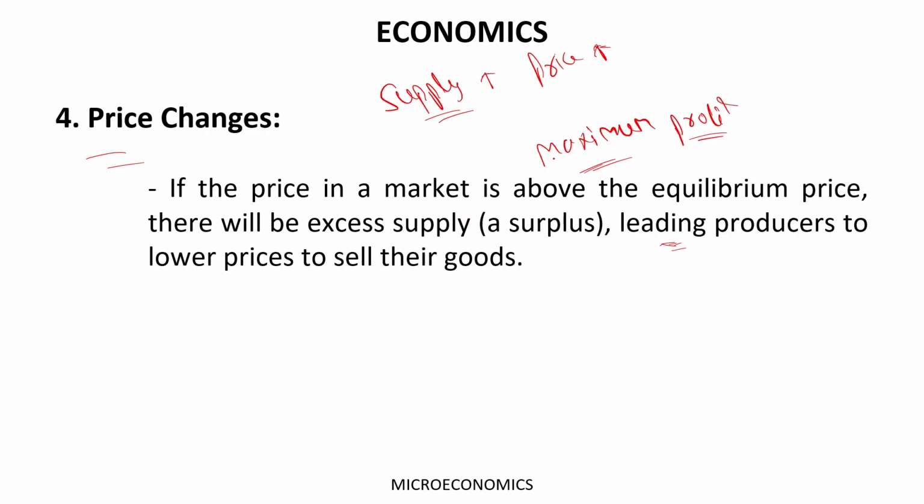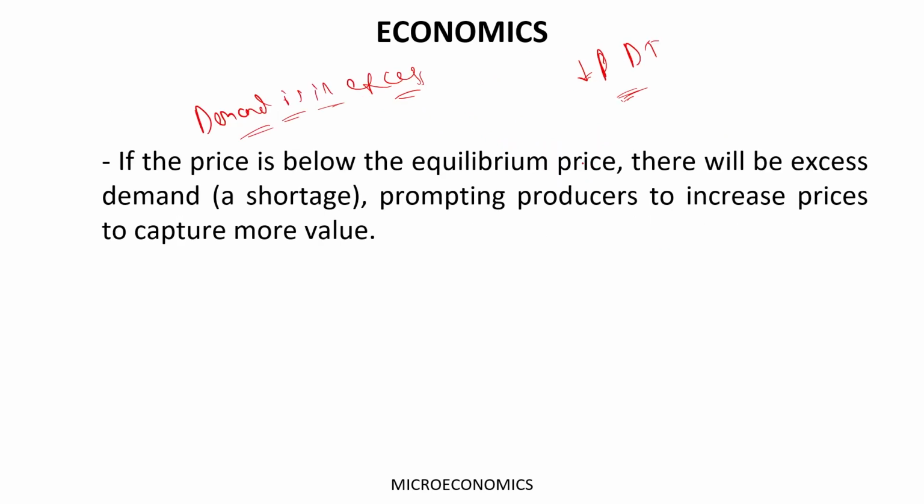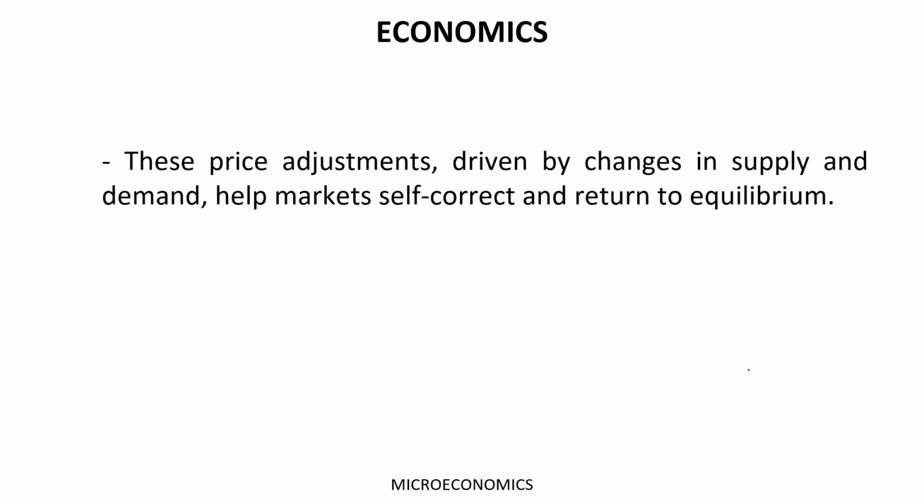So now we have discussed two conditions. When the price goes up, supply will go up to earn the maximum profit. While when the prices go down, the demand will go up to buy more things at less price. All right. These price adjustments driven by changes in supply and demand help markets self-correct and return to equilibrium. So basically in economics, what we do, we let the market forces free.